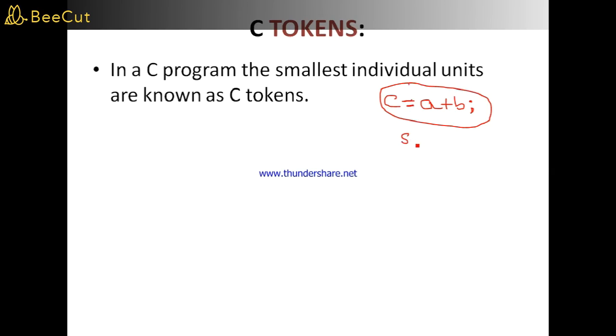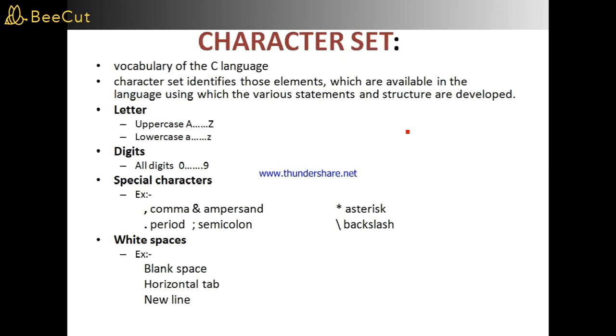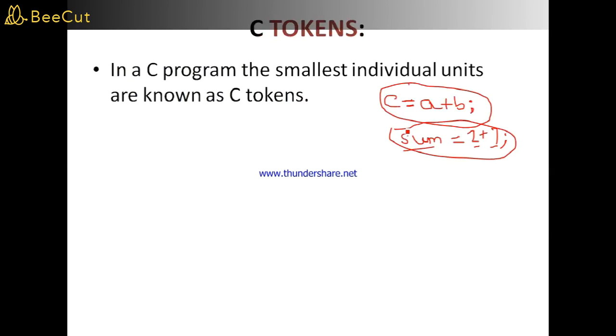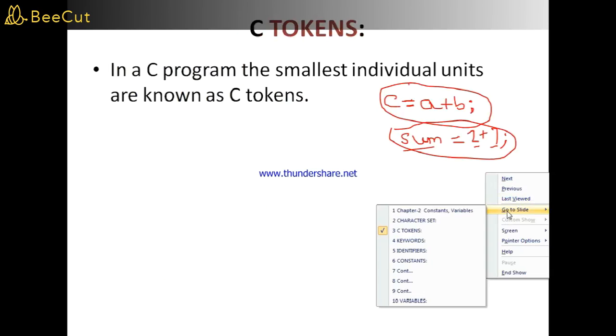One more example. Let's see here: sum = 2 + 7. What is sum? Sum is a word. We have the numbers 2 and 7, so the program instruction should end with a semicolon. Sum is a word, 2 is a number, which comes under the character set only, and here we have plus and equal to. So the entire thing is called tokens. In simple terms, tokens are the combination of letters, digits, special characters, and white spaces. I hope it is clear what tokens actually are.